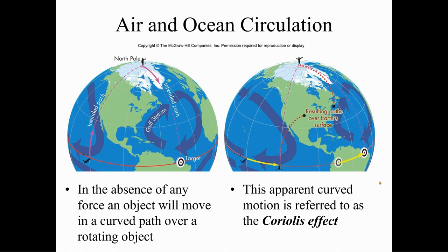All right, air and ocean circulation. In the absence of any force, an object will move in a curved path over a rotating object. This apparent curved motion is referred to as the Coriolis effect.